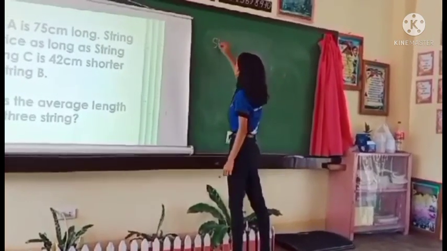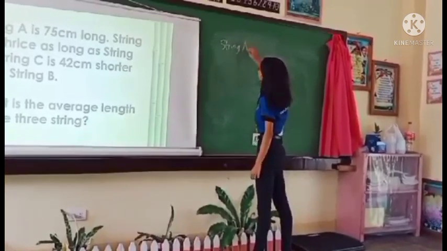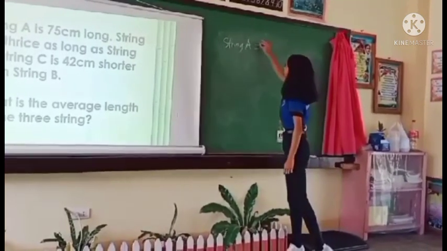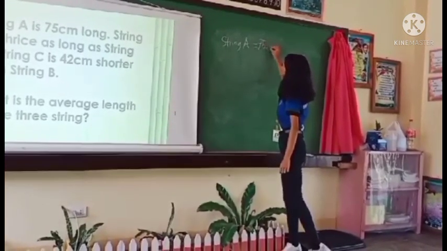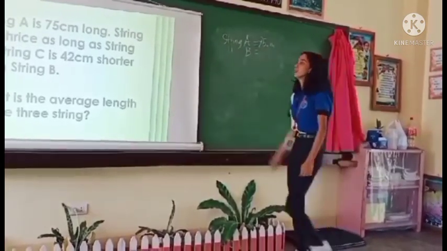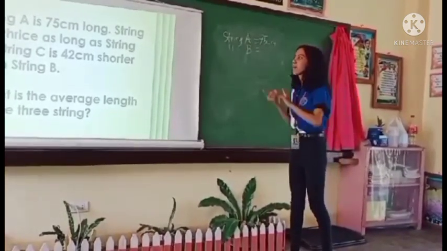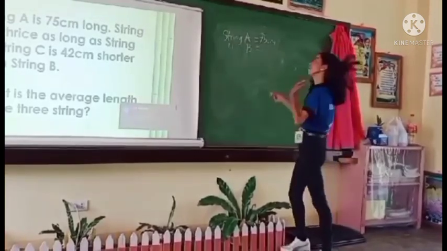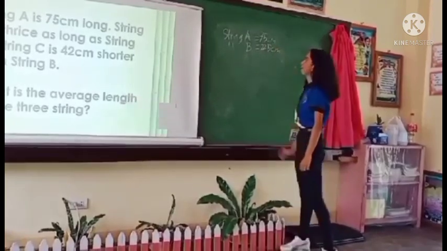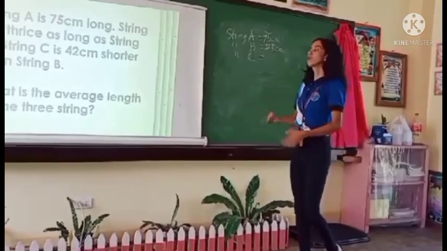So string A is 75 centimeters. String B is thrice longer. So, ibig sabihin, thrice longer, tatlong beses na mas mahaba kumpara kay string A. So, it will become 225. Correct? Okay. So, samantalang si string C naman ay mas shorter kumpara daw kay string B.